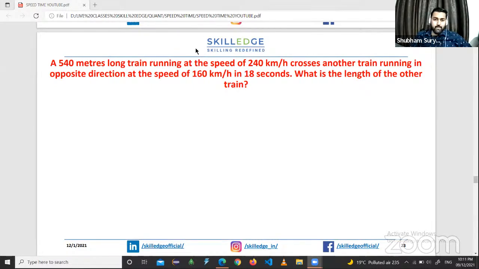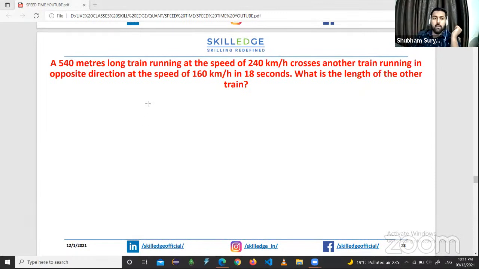Let's have a look at the solution for this one. A 550 meters long train running at the speed of 240 kilometers an hour crosses another train running in the opposite direction at the speed of 160 kilometers an hour in 18 seconds. Two trains are crossing each other, so how much total distance will be traveled? The length of train 1 plus the length of train 2.